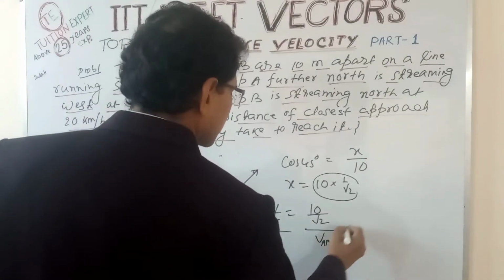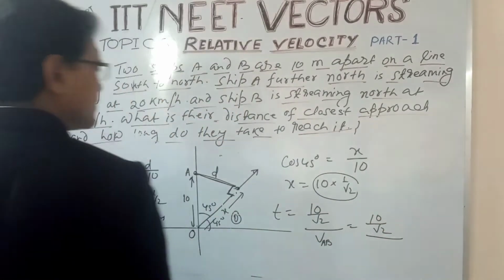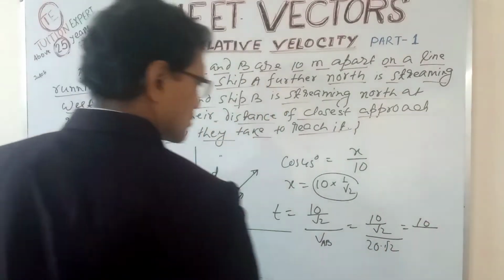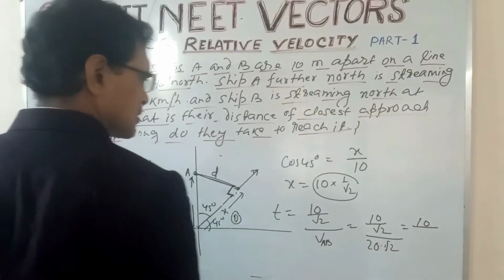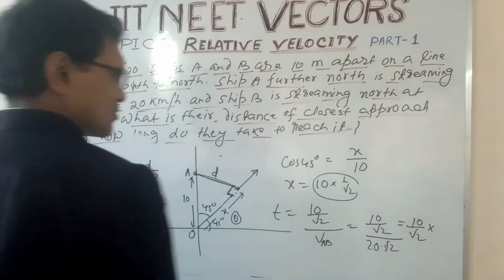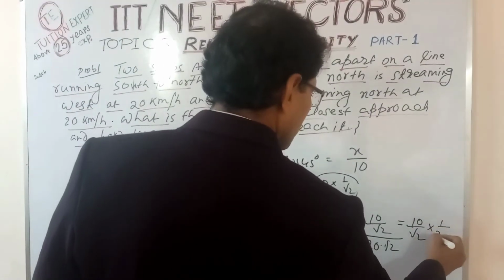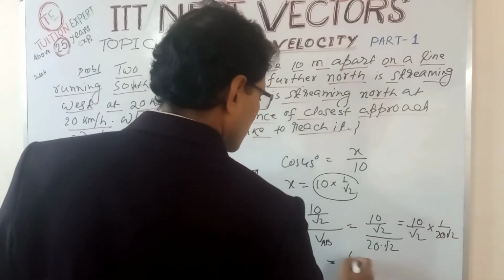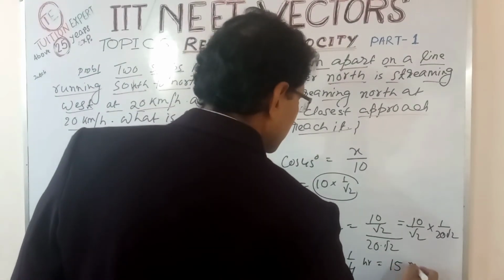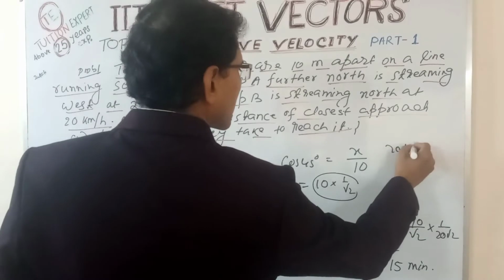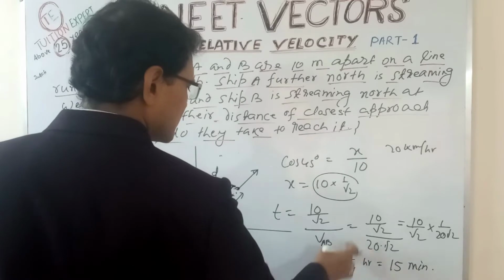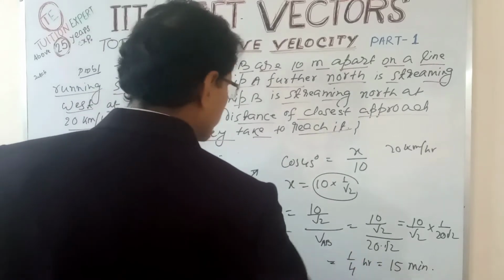What is VAB? VAB will be 20 into root 2. So the time is 1 by 4 hour, that is 15 minutes, because 20 kilometer per hour. So this is the time in hour unit. 1 by 4 hour means 15 minutes.